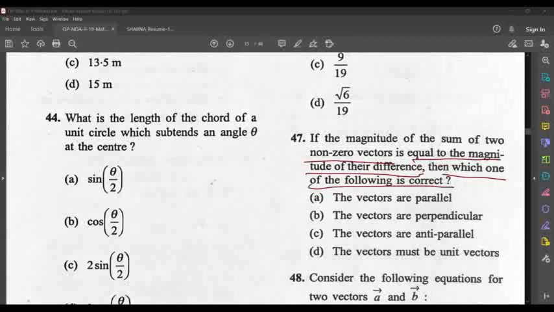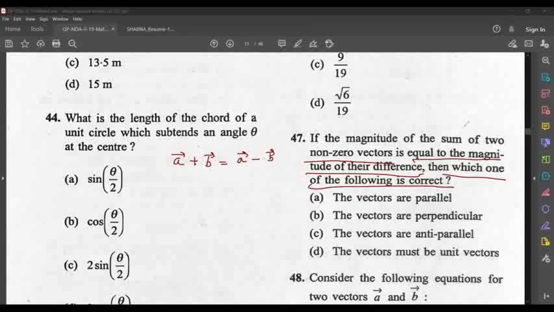Okay, so let's see. They're saying the magnitude of the sum of two non-zero vectors. So if I have two non-zero vectors, their sum, a plus b, is equal to the magnitude of their difference, that means a minus b. Sum is equal to difference. Now just try whether you can proceed on your own.